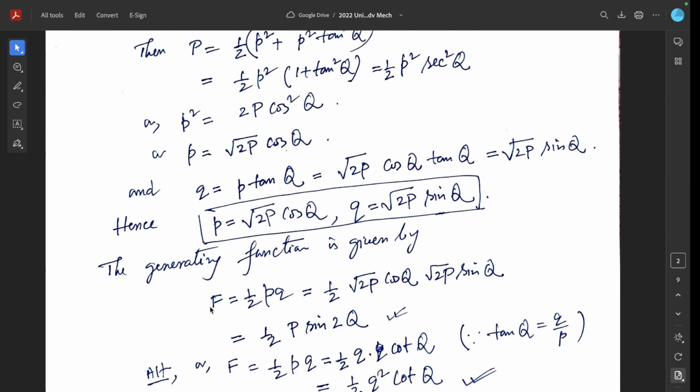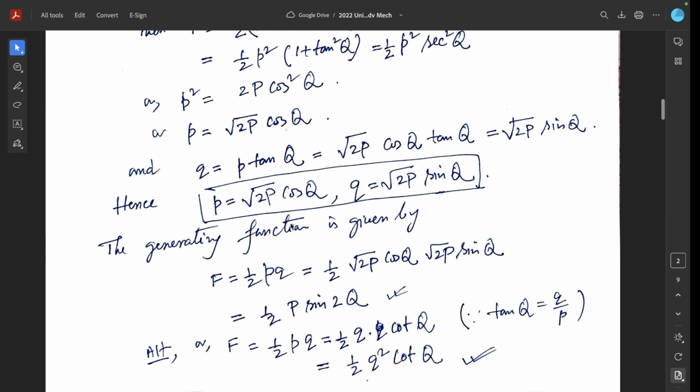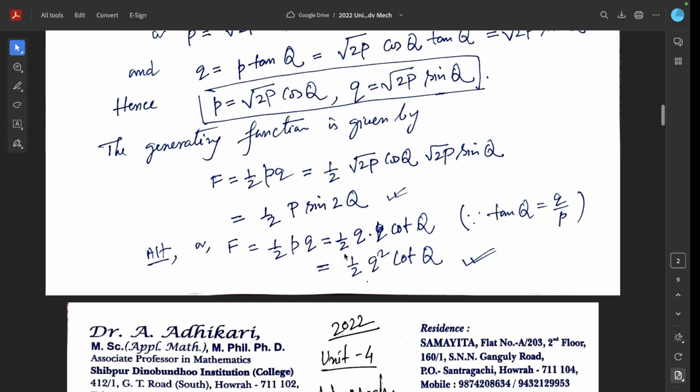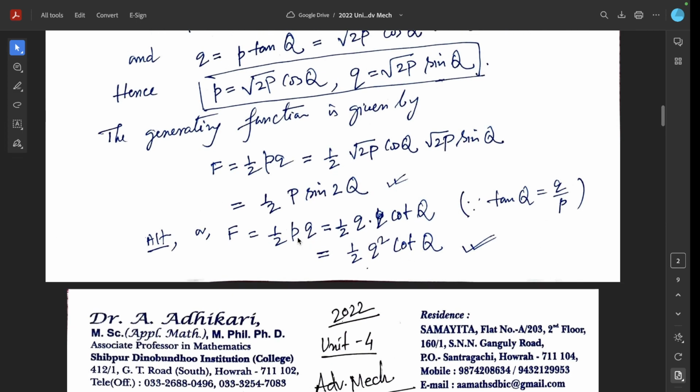The generating function capital F equals half pq. So putting these values of p and q, we get half capital P sin 2Q. Alternatively, we can write this capital F as half q² cot capital Q. So these are different forms of the generating function capital F.